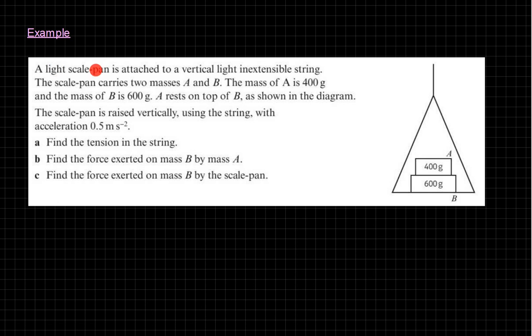So it's a light scale pan. The scale pan is this triangle bit. It's attached to a light inextensible string. That's this bit here. And it's got the two masses. And there they are. And they're sitting on top of each other. It's all connected, right? Because the string is connected to the scale pan, and the two objects and the scale pan, they're all touching each other at their various surfaces. And the other bit of information, which is not drawn on the diagram, is that the whole system is accelerating.